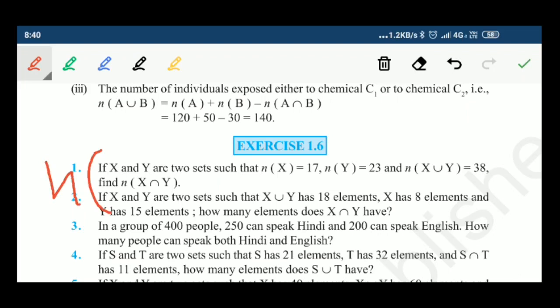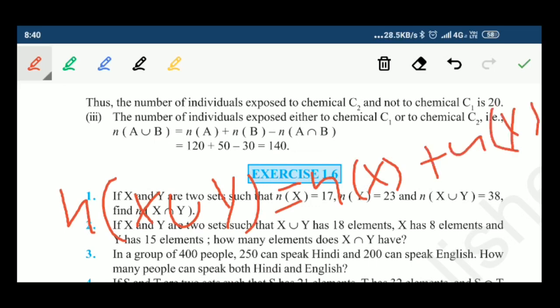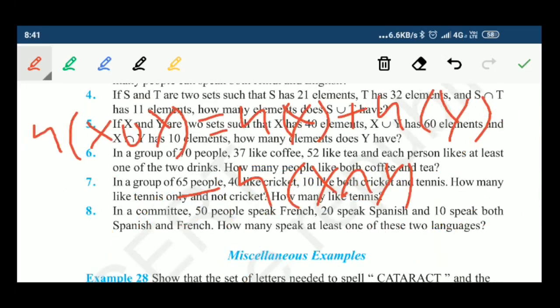n(X union Y) is equal to n(X) plus n(Y) minus n, the intersection of X and Y. And we have to find the value of the people who like both coffee and tea.